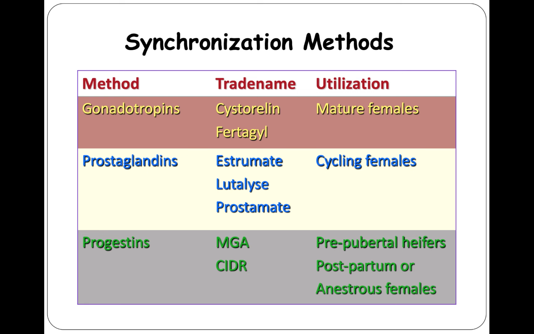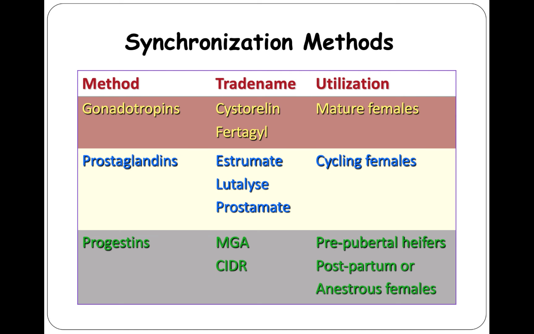All right, so there's several ways that we can synchronize estrus. There's 3 main methods, either using gonadotropins, prostaglandins, or progestins. So gonadotropins, drug names are cystorelin and Fertagyl. We use those on mature females. Prostaglandins are going to be drug names like Estrumate, Lutalyse, and ProstaMate. Those can only be used on females that are cycling, so they don't work very well in prepubertal heifers or anestrus cows. And then the third method is progestins.